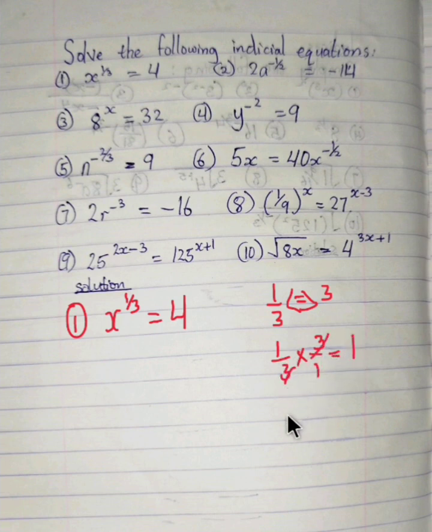So again, let's say we have 2. The inverse of 2 is going to be 1 over 2, because when we multiply 2 by 1 over 2, it's going to give us 1. So that's going to be the multiplicative inverse of 2. So that is that. Now, back to the equation.